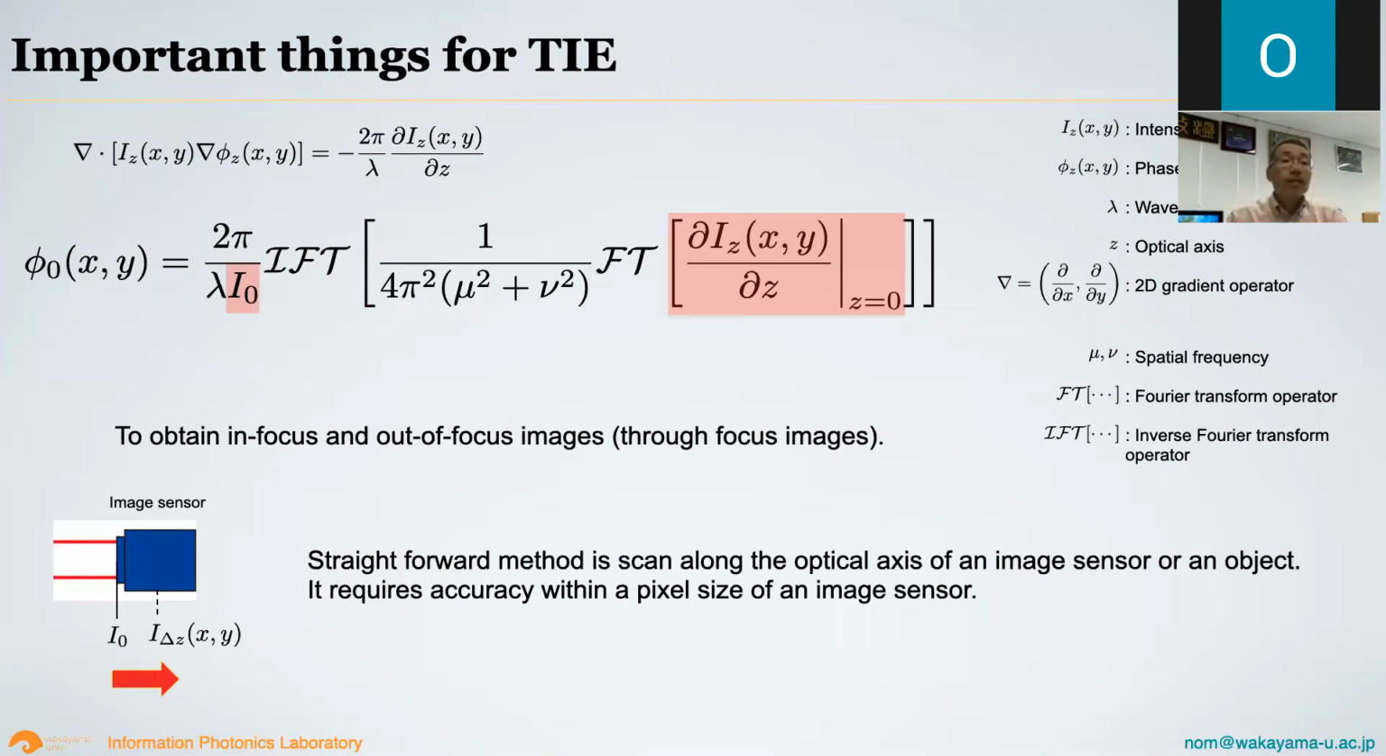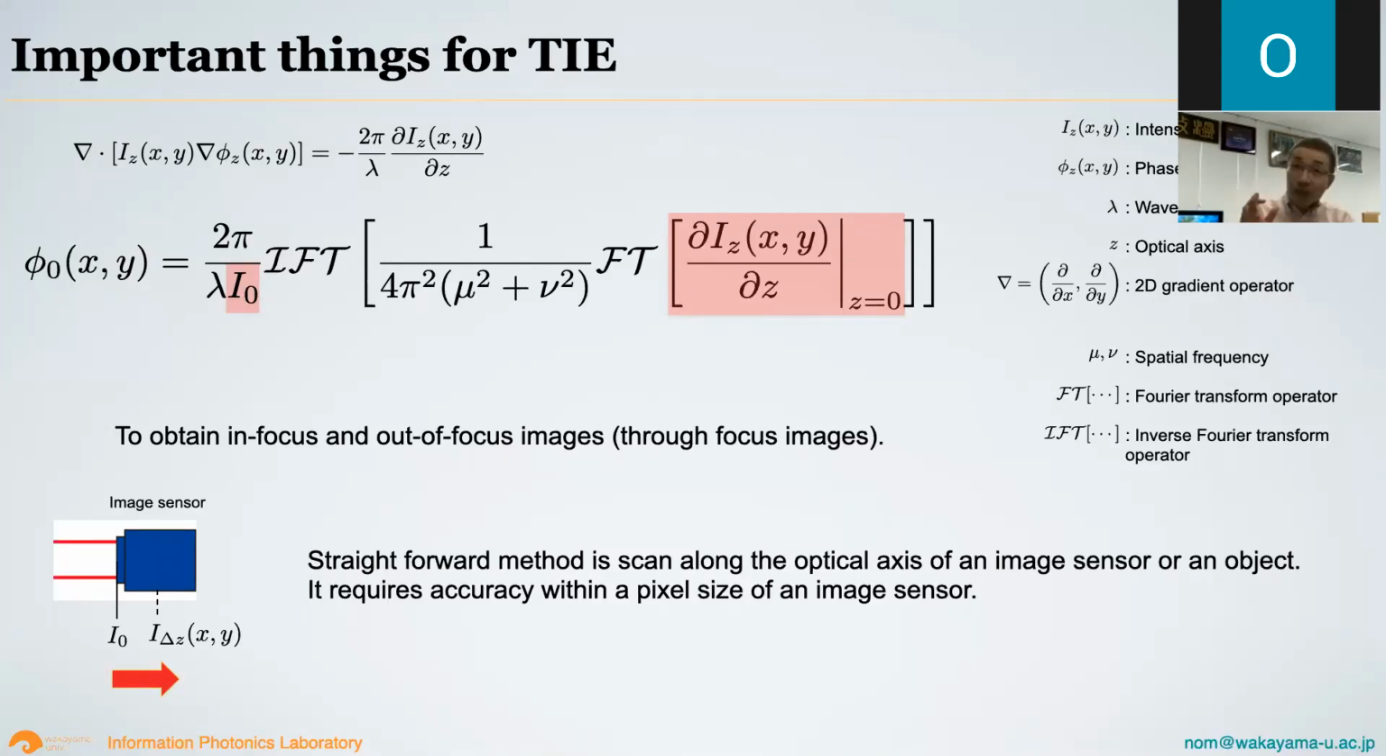So this view graph shows the important things of TIE. I show you this equation again. So we have to detect I0 and dI/dz. I mention again, to obtain in-focus and out-of-focus images, we call these images through-focus images.